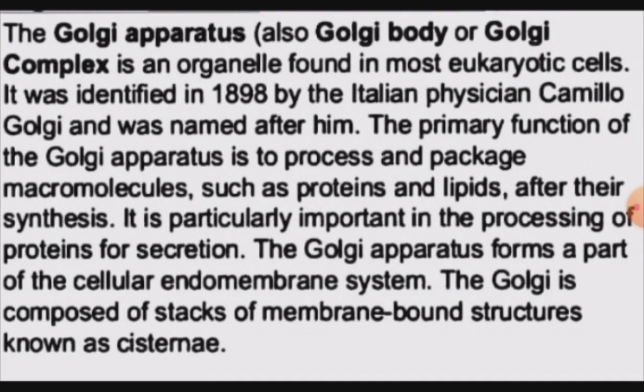Yes, in part 2 of this chapter I have told that the endomembrane system consists of the Golgi body, endoplasmic reticulum, nuclear envelope and vesicles. The Golgi is composed of stacks of membrane-bound structures known as cisternae. Yes, this is also what I have discussed just now. Now, let us go to the next video and show you the detailed picture of what is happening. That will give you a clear picture.